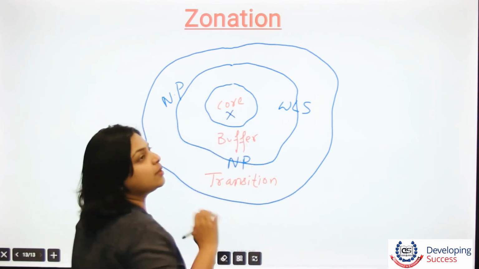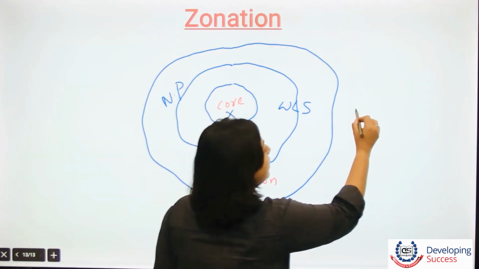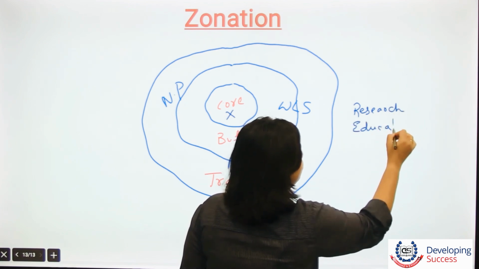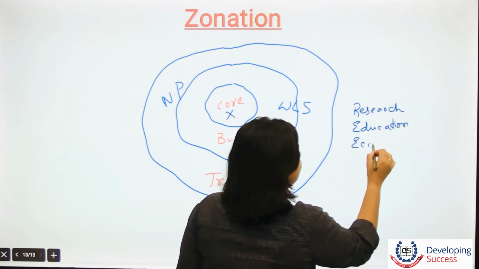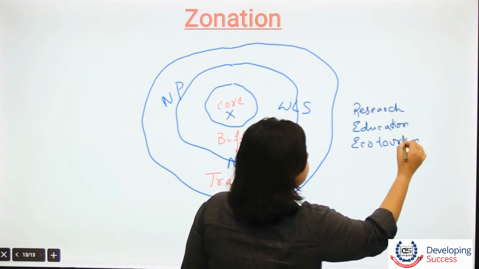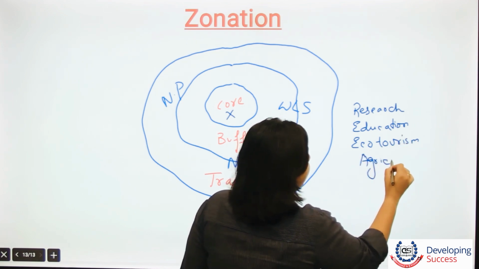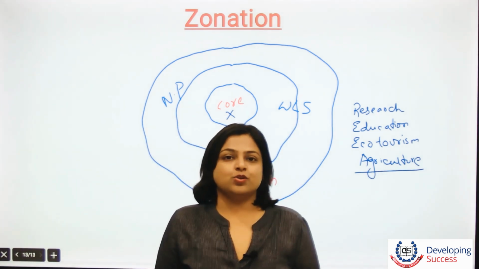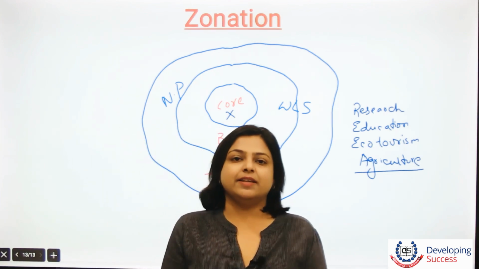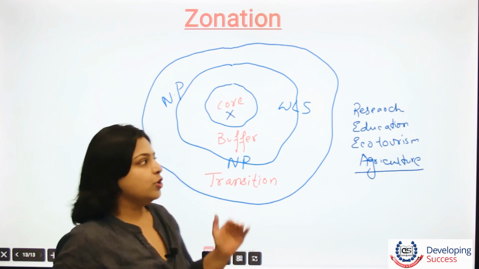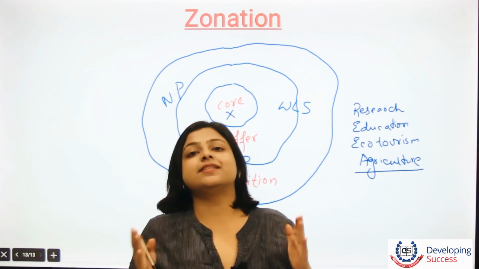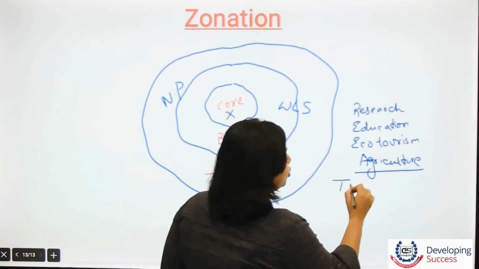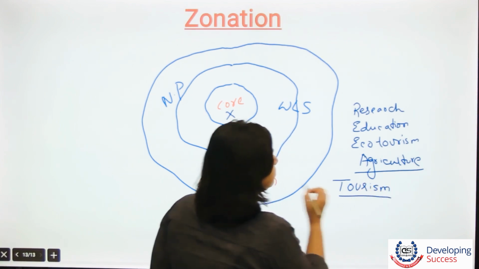Okay. The second is the buffer area. In the buffer area, the things allowed will be research, things in relation to education, and then we also allow ecotourism. And sometimes agriculture too, because agriculture also is a process of forest regeneration. With agriculture, the crops are sown, and obviously the carbon dioxide balance is maintained on the earth. So agriculture is not a problem as long as it is sustainable. Okay, so these things are allowed in the buffer area. And in the transition area, we allow tourism, which is normal tourism, okay, jungle safari and all.